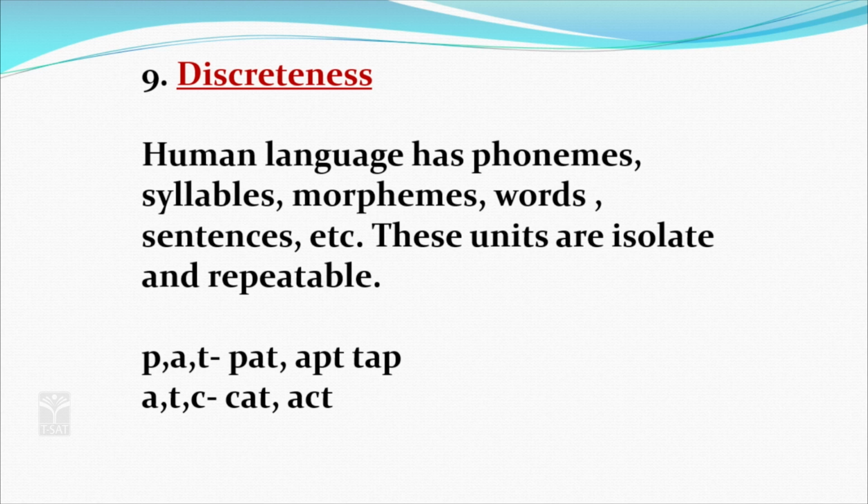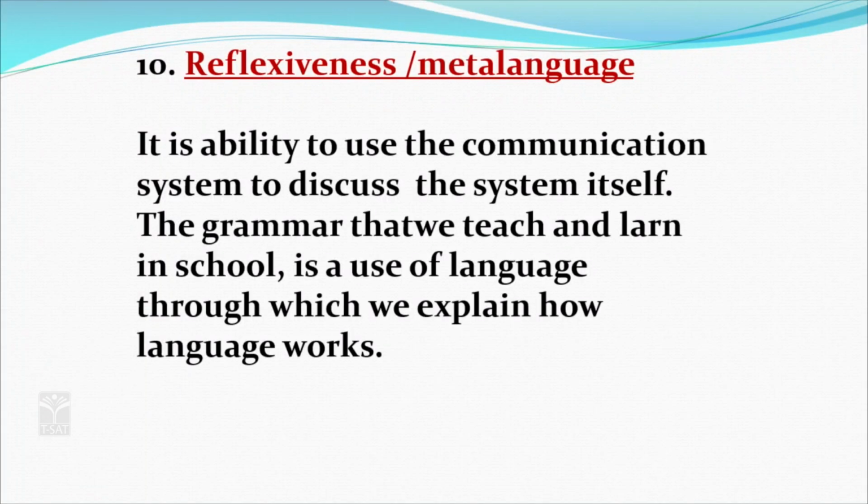So this is discreteness. And the last one is reflexiveness. It is the ability to use the communication system to discuss the system itself. We are all much aware of grammar books. So what do grammar books do? Grammar books give us explicit information about language, and there we use language to describe or to talk about language itself, which is called metalanguage.